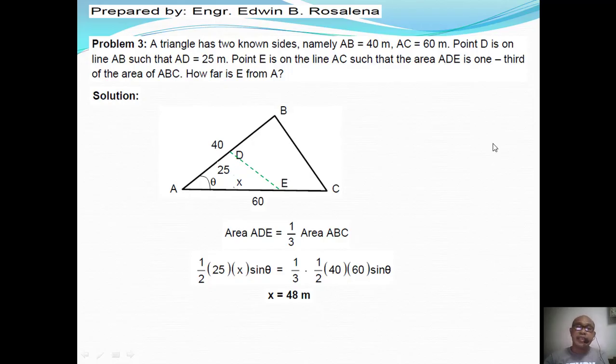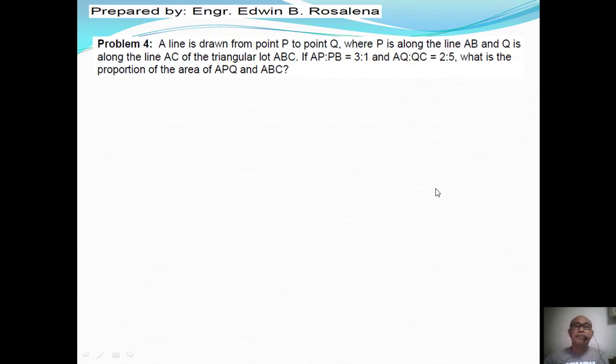Okay? So, 48. Next problem we have here. A line is drawn from P to Q, where P is along line AB. So we have here line AB, then there is a point P, and Q is along line AC. So we have line AC, and then along that line we have point Q.